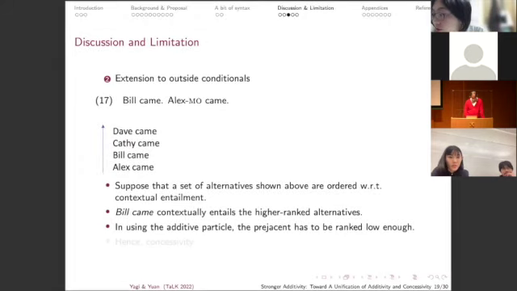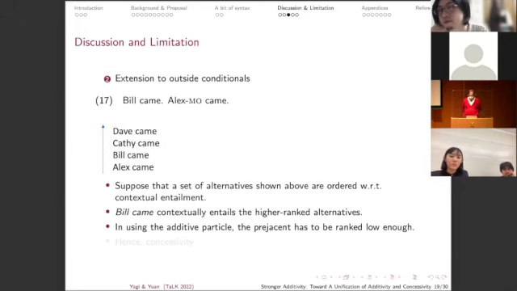My question is about the second limitation of your analysis, on page 39 of the PDF. In example 17, you have two propositions. The first one is Bill came, and in addition to Bill, Alex also came. You said that Bill came, which is the antecedent of the additivity, contextually entails the higher ranked alternatives, such as Dave came and Kathy came.